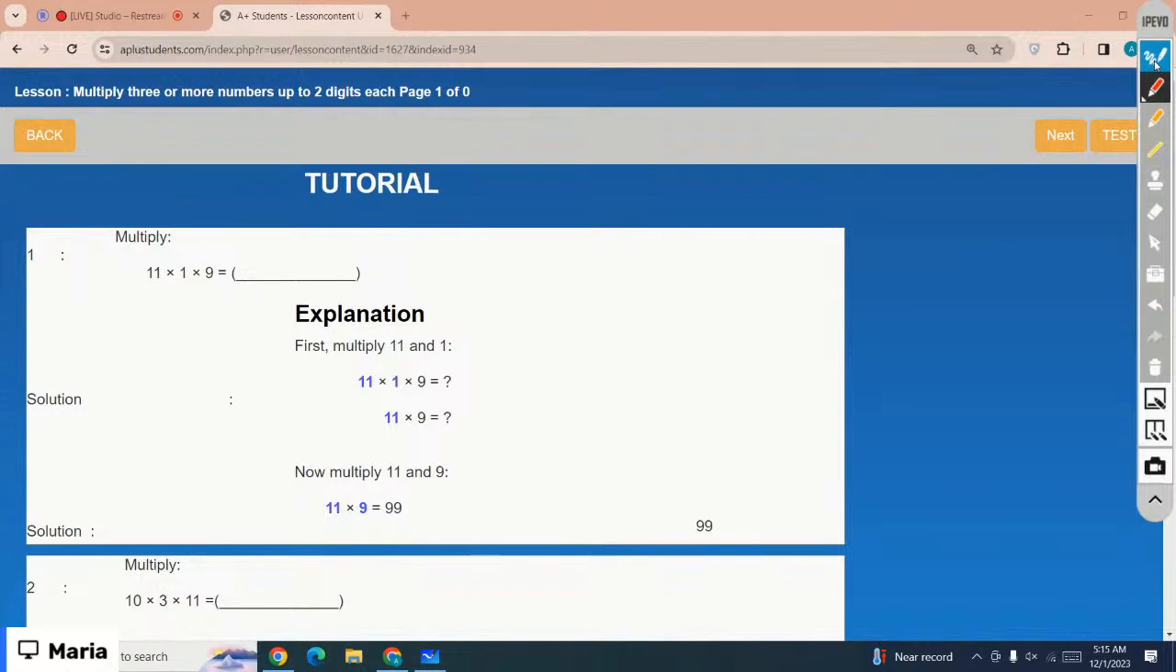You have 11 times 1 times 9. So just make a pair like here 11 times 1. 11 times 1 is 11. Then again you are left with two numbers. You can do 11 times 9. That is 99, right? So whenever you have more than two numbers, you can just make the pair of numbers and evaluate, right?